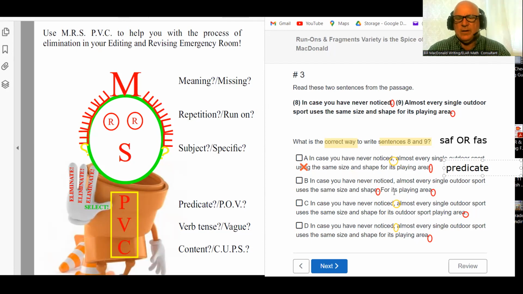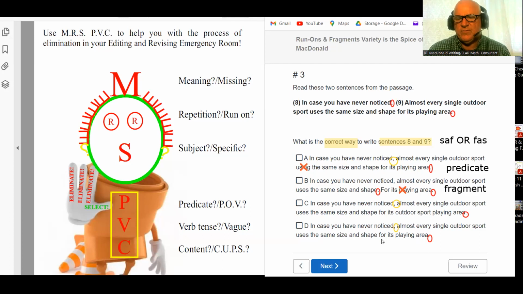Letter B: "In case you have never noticed, almost every single outdoor sport uses the same size and shape. For its playing area." If you don't pay attention to the punctuation, you would not notice that. But because we were verbally and kinesthetically connecting, we can see that that second part is a fragment. It means that it's missing the subject or the predicate. So we would cross off the part that makes the sentence or letter choice untrue.